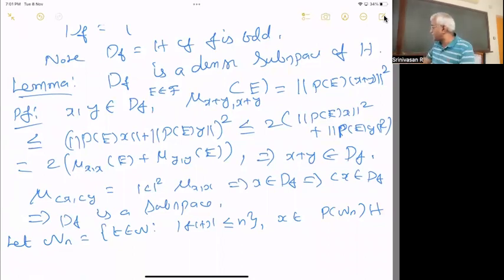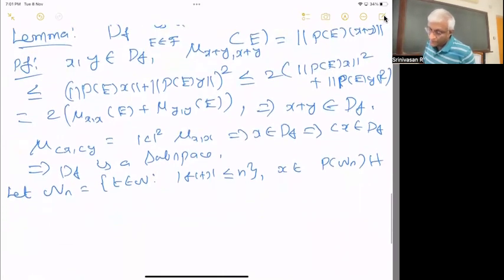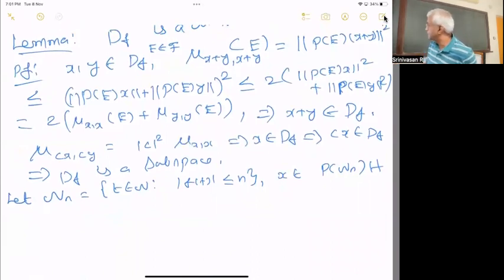It's clear, no? Omega n increases to omega, so P of omega n increases to identity strongly, in the strong topology. That means when you act on some x, it will converge. That's what we will look at. So now x is in the range of P of omega n.